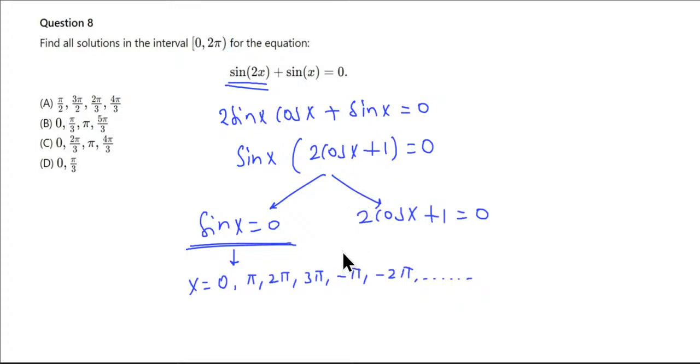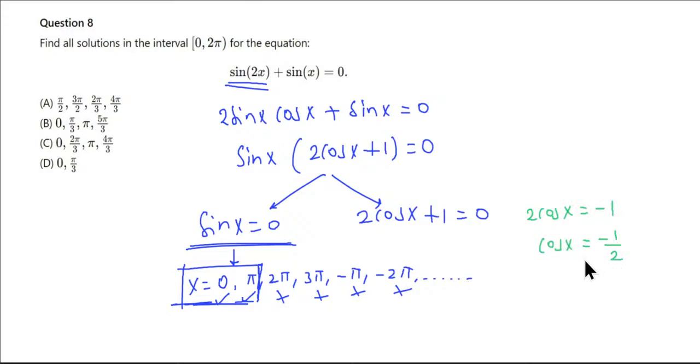So I'm only interested in 0 and pi. 2 pi is also in parentheses, so that is not included, so I'm not really interested in these. From here, I'm getting two answers, 0 and pi, right? Then I have 2 cos x plus 1 is equal to 0, which means that 2 cos x is equal to negative 1, which means that cos x is equal to negative 1 over 2.